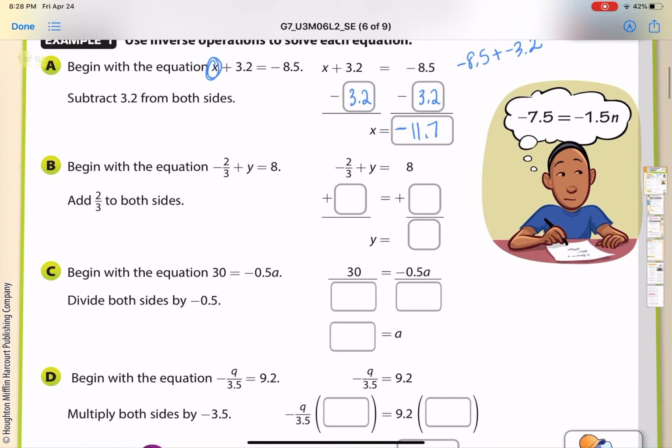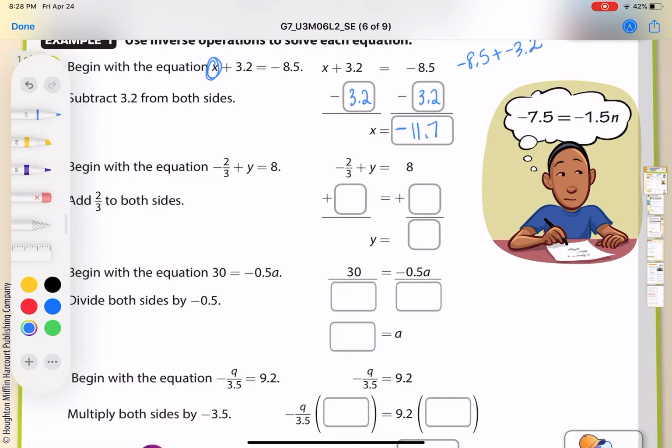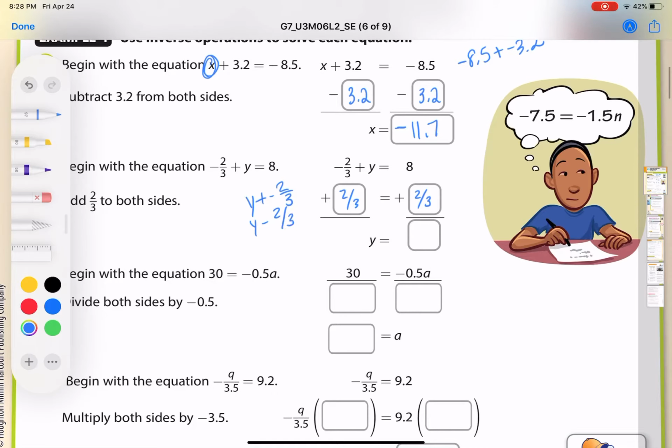Letter B, begin with the equation negative 2/3 plus y equals 8. In this case, 2/3 is negative, and you can think about negatives as being subtraction. So we're going to add 2/3 to both sides. You could also look at that as y plus negative 2/3, which is also y minus 2/3. That's how they changed it to adding a positive 2/3. And 8 plus 2/3 is 8 and 2/3.